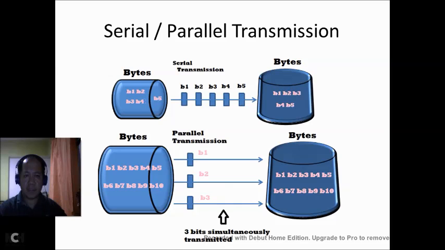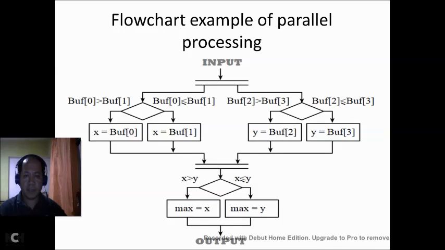Now let's discuss the difference between a serial and parallel transmission. In serial transmission, the bits are being transmitted one at a time, whereas in parallel transmission, multiple bits can be simultaneously transmitted at the same time. This flowchart is a typical example for parallel processing in which two instructions are executed at the same time to create a single output.